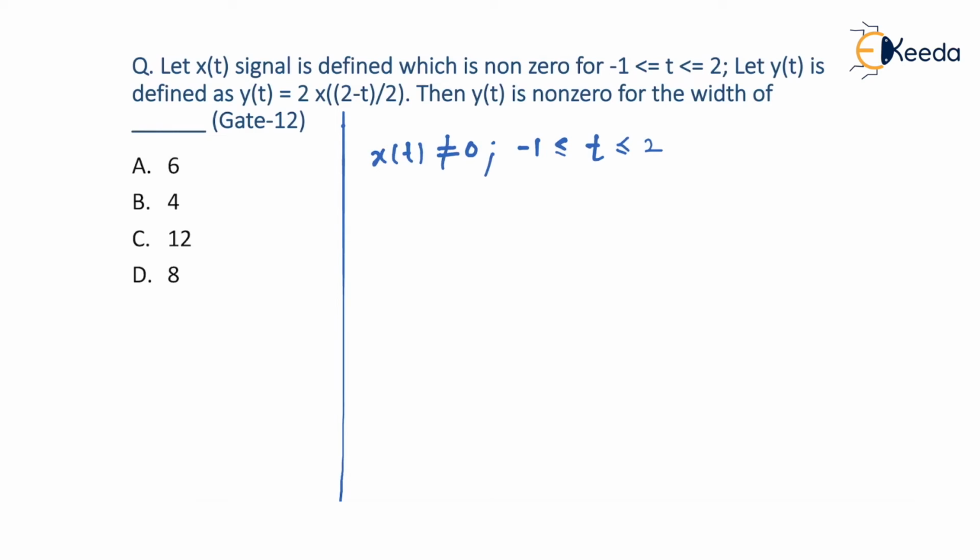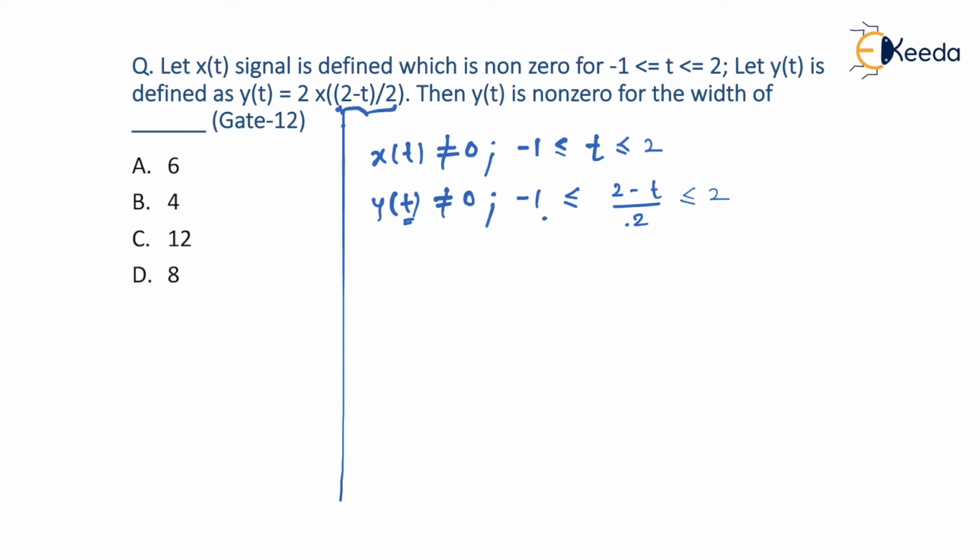Similarly, now y of t is also not equal to 0 when its argument, see, now don't mistake the argument as t. The new argument is this. So the argument, which is (2 minus t) by 2, is lying between -1 to 2. So the new argument is (2 minus t) divided by 2, less than or equal to 2.